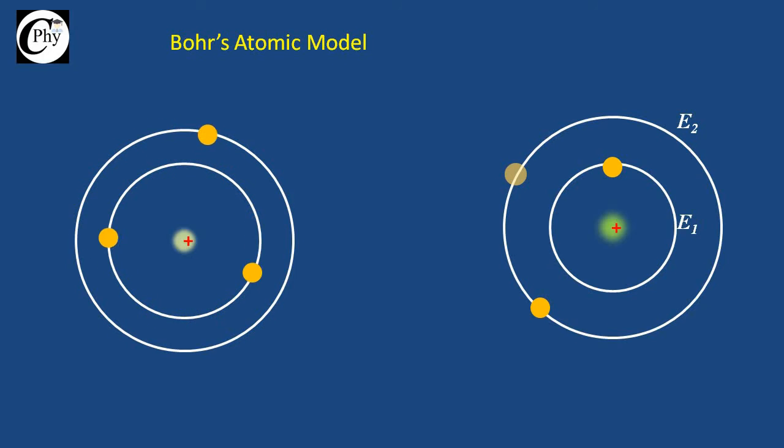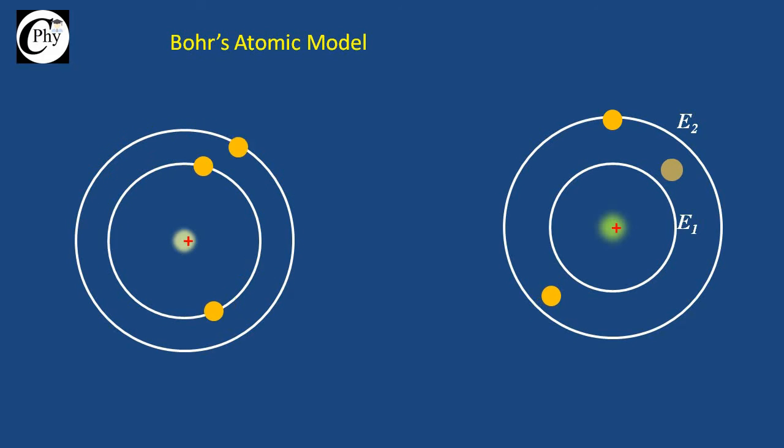Now let us consider light having energy h nu incident on an atom. In that case, the electron in the lower energy level E1 absorbs this energy and jumps to the higher energy level E2. You should know that the energy of the incident light must be equal to the energy difference between the energy levels E1 and E2. After reaching the energy level E2, the electron remains there for 10 to the power minus 8 seconds and then again falls back to its original energy level E1.